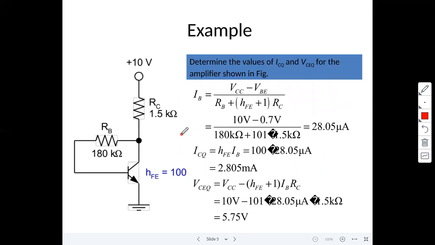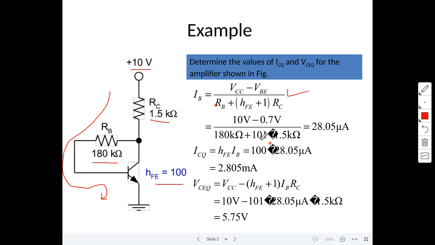Now here is the problem. The given VCC is equal to 10 volts, RC is equal to 1.5 kilo ohms, RB is equal to 180 kilo ohms, and HFE is equal to 100. Determine ICQ and VCEQ. For that we require the base current. We already derived the base current expression in terms of resistor values, because initially we don't know the collector current.